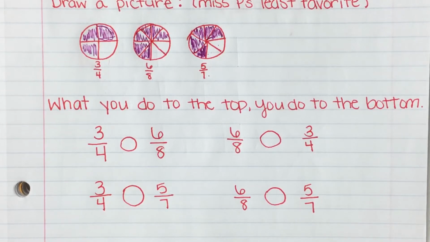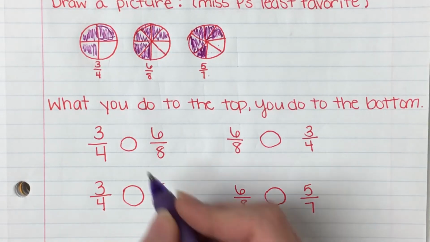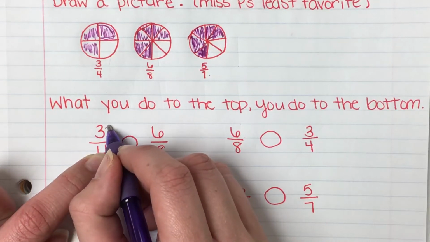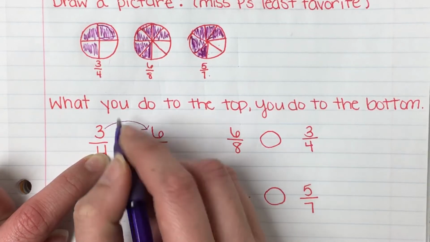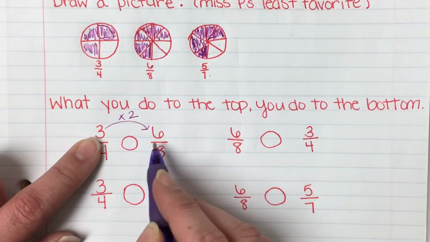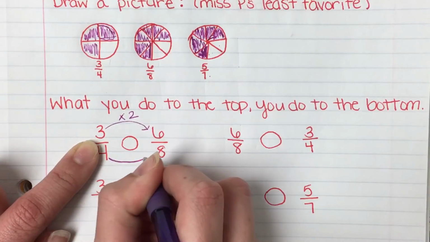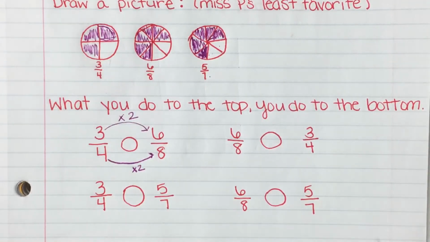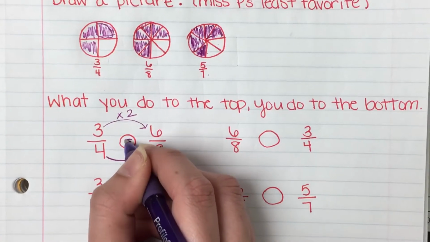All right, my next strategy is what you do to the top, you do to the bottom. So we talked about this today in class. If you multiply the top by 2, you have to be able to multiply the bottom by 2. And if you can't do what you did to the top, what you do to the bottom, then they are not equivalent. So if we look here, we can say, okay, I can get from 3 to 6 by multiplying by 2. If I can get from 3 to 6 by multiplying by 2, I better be able to get from 4 to 8 by multiplying by 2. If I can't, they're not equivalent. Oh, I can. So these 2 are equal to each other.